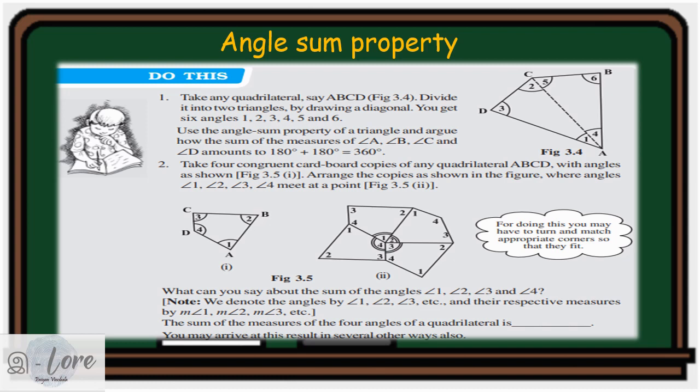Yes. The angle sum property of a triangle is 180 degrees. Here two triangles are formed by dividing the figure with a diagonal, which is 180 plus 180, that is 360. Take four congruent cardboard copies of any quadrilateral ABCD with angles as shown in the figure. Arrange the copies as shown in the figure, where angles 1 and 2 meet at the point.